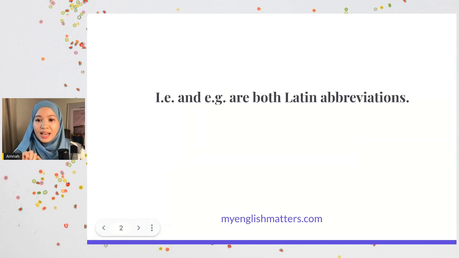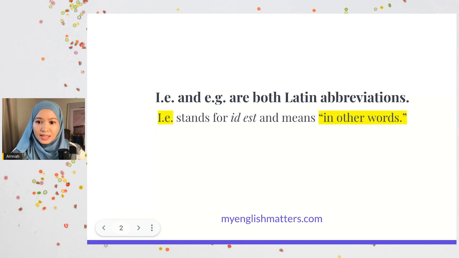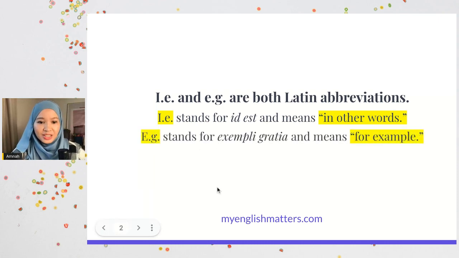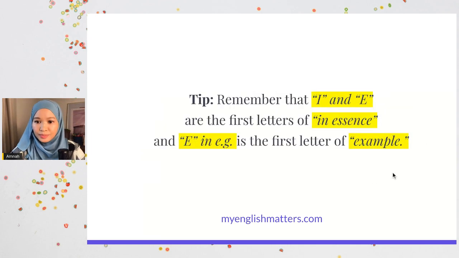Right, IE and EG are both Latin abbreviations. So Latin is an ancient language. IE stands for id est and means in other words. EG stands for exempli gratia and means for example. So I hope I have pronounced those words correctly because they are Latin, they're not English words. And that's what they mean. So this is just an introduction of what IE and EG stand for.